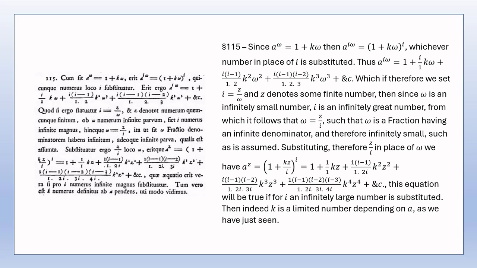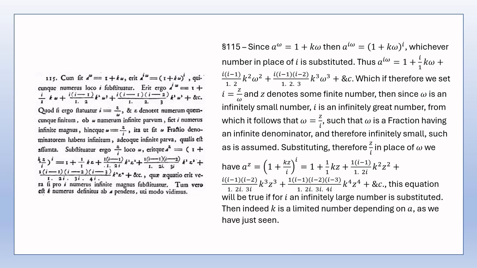Nevertheless, in section 115, it seems to me that Euler is taking i to be some kind of variable ranging over positive integers, initially in order to arrive at the expansion of (1 + kω)^i, and as we'll see in the next section, section 116, Euler effectively allows i to become apparently literally infinite, at least that's what it seems to me.